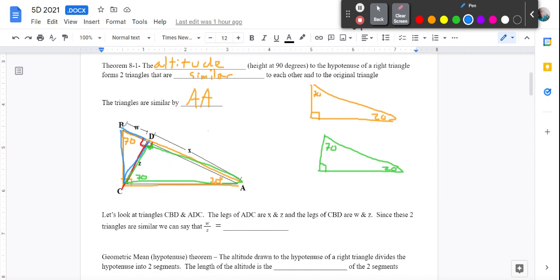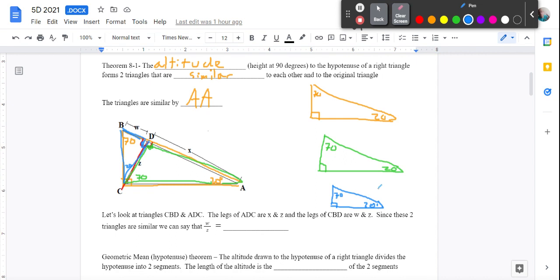Lastly, looking at this little blue triangle, triangle BDC, we notice that it has a 70-degree angle up top, angle B, from the big triangle. It has a right angle down here at the altitude, so that missing angle has got to be 20 degrees. So this little blue triangle, BDC, has a 70-degree angle, a 90-degree angle, and a 20-degree angle. What's going to happen is all these triangles are going to be similar to each other.